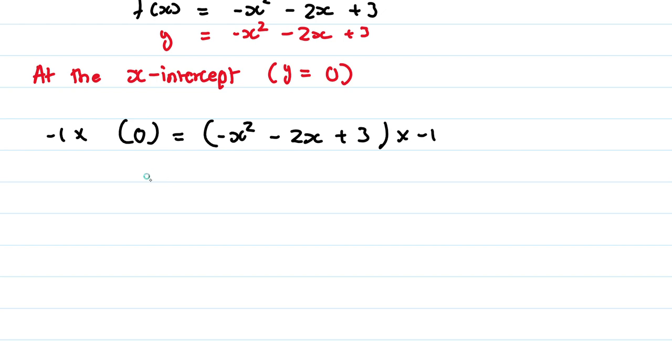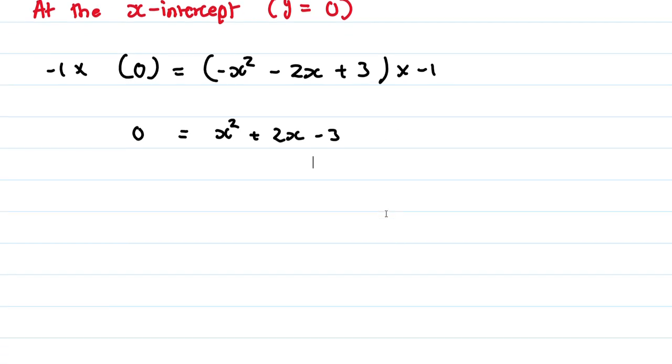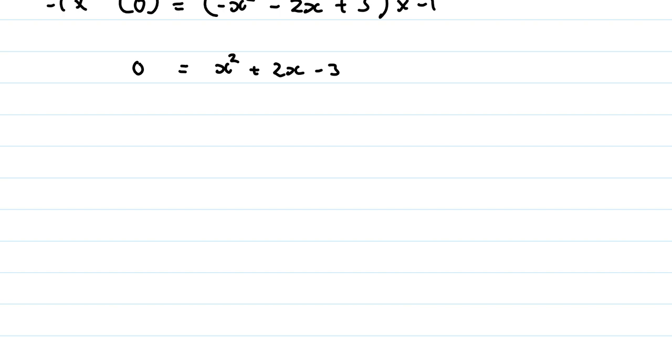So 0 multiplied by -1 gives 0, which is equal to -1 multiplied by that negative. So we get x squared, and -1 multiplied by -2 becomes positive 2x, and we have a -3 over there. Now we have to factorize this equation. So let's factorize: 0 is equal to bracket x, and bracket x.